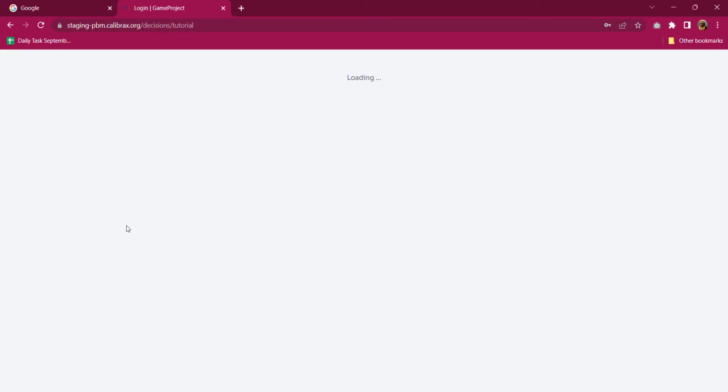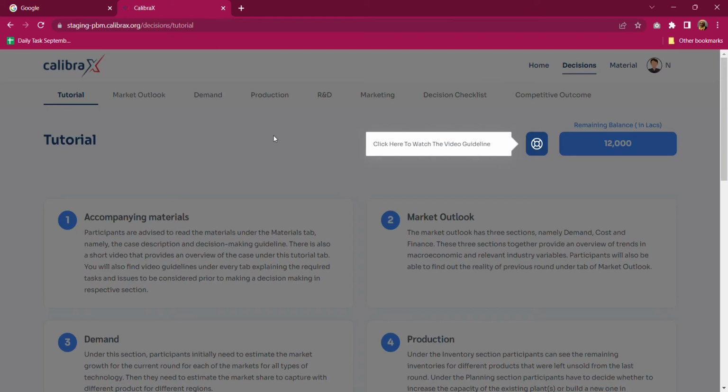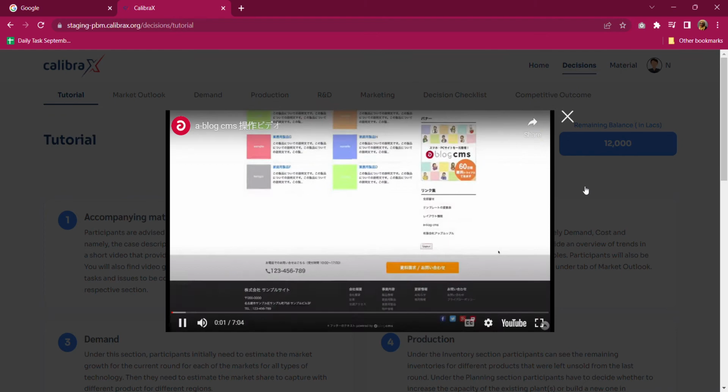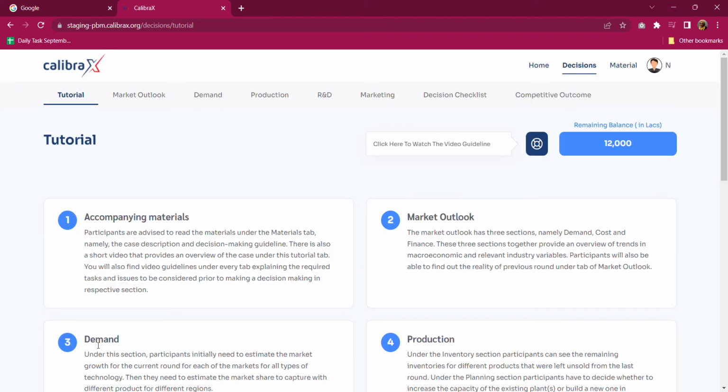Once we click the process to simulations button, we will get to see the 8 different sections. Before that, we are going to see that there is a video which will guide you to the next sections. You can watch the video and also can cancel it by clicking the cross.